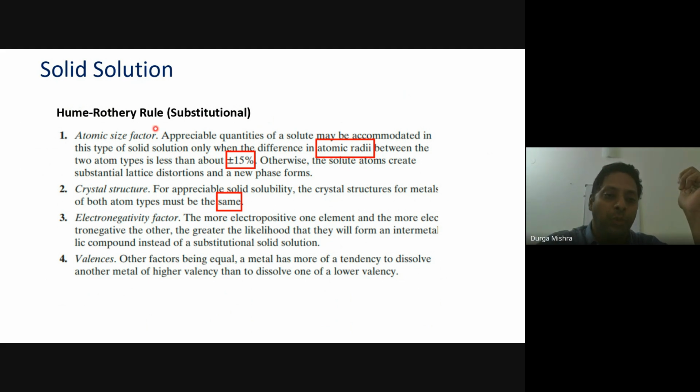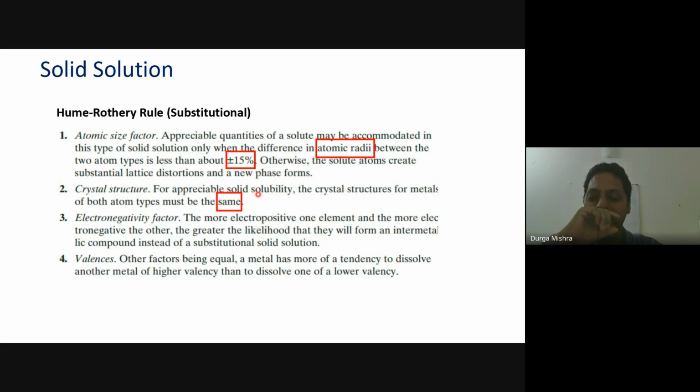So what are those rules? There are four rules. First you have to look at the atomic size. When you want to add any foreign atom, you have to see what the atomic size is. You cannot just add any random atom to any solid. The difference in the atomic radii should be of the order of plus minus 15%.